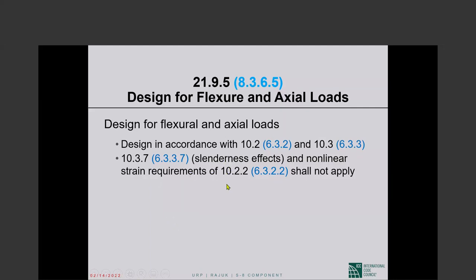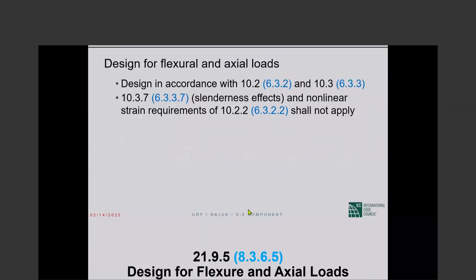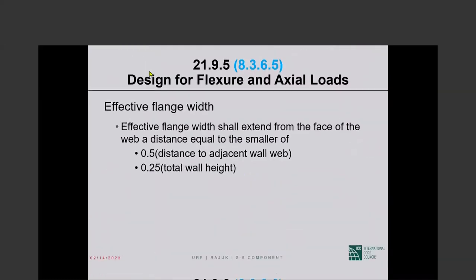And don't worry about slenderness effects and the fact that, because a shear wall is a deep element, the strain distribution across the section may in fact not be linear. Don't worry about it. Still go with linear strain distribution. So don't worry about slenderness effects and don't worry about possible nonlinear strain distribution.